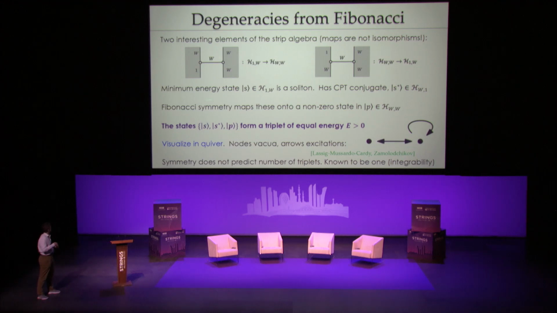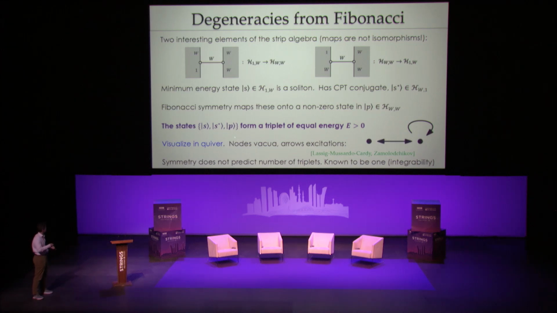Okay? So what can we say? Well, the minimum energy state in the soliton sector is some soliton, and it has a CPT conjugate, which is an anti-soliton, going the other way. And this Fibonacci symmetry maps these onto a non-zero particle state, a state in this sector. So, in other words, the states soliton, anti-soliton, and particle form a triplet of equal energy. That follows just from the symmetry of this model.